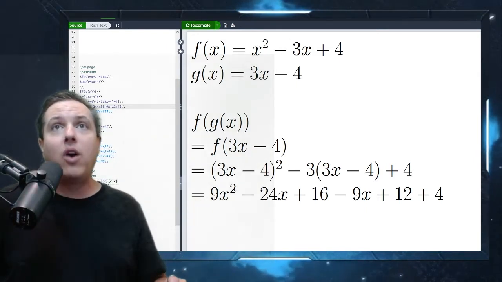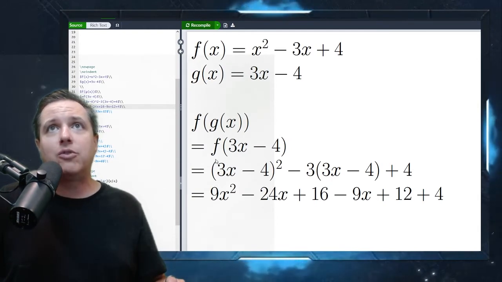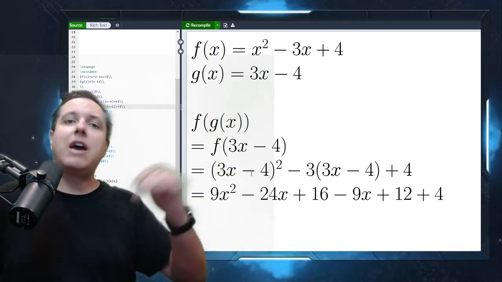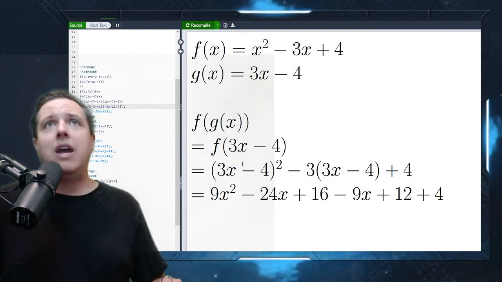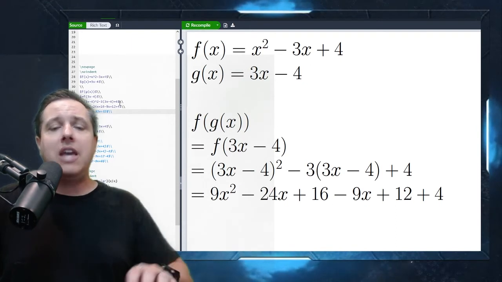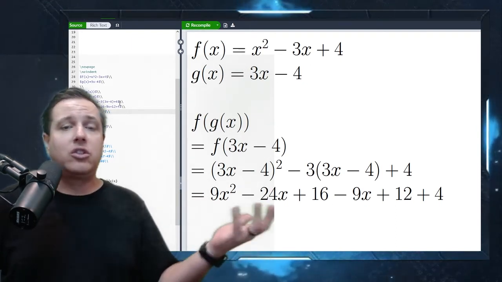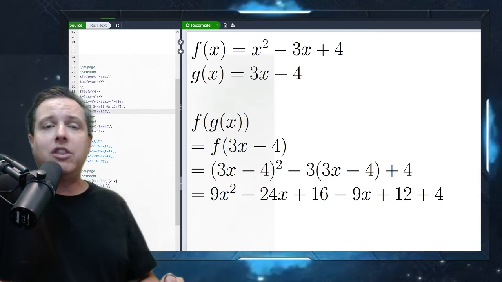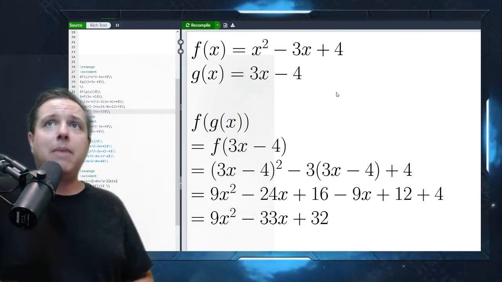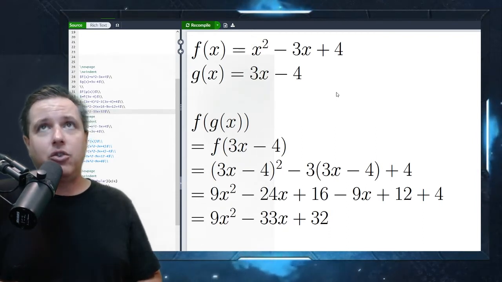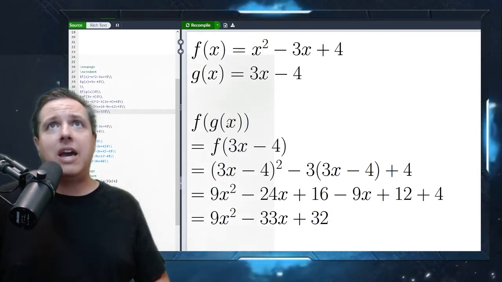Okay, go ahead and use FOIL on that, and that's how we get this term. So FOIL this piece here, first, outer, inner, last, go through, do all that, and you'll get this term. Then we're going to distribute the negative 3 into here. That's where the negative 9x plus 12 comes from. And then we have the plus 4 that's hanging out on the end. And then all we have to do now is combine like terms. We're just going to go through and clean everything up with some last minute simplification. And there we get our 9x squared minus 33x plus 32. Okay, so that's what happens when we start with x, put it through g, and then put that through f.